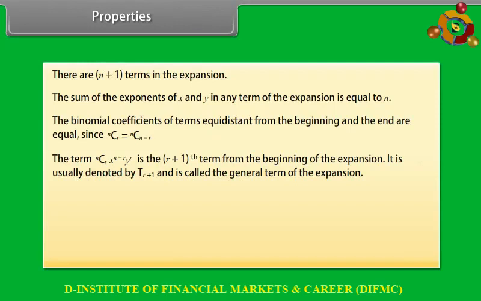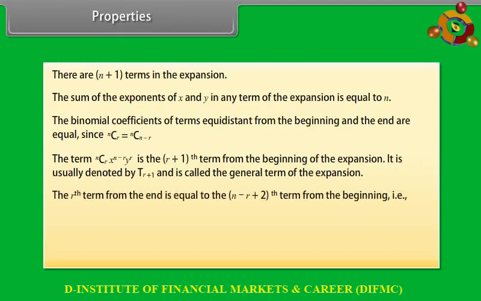the (r + 1)th term from the beginning of the expansion. It is usually denoted by t(r+1) and is called the general term of the expansion. The rth term from the end is equal to the (n − r + 2)th term from the beginning, that is, nC(n−r+1) xʳ⁻¹ yⁿ⁻ʳ⁺¹.